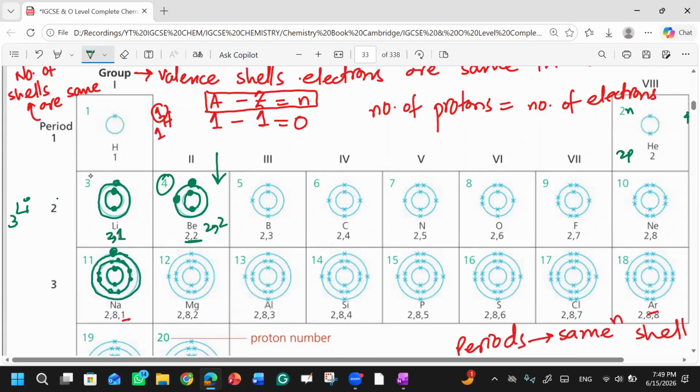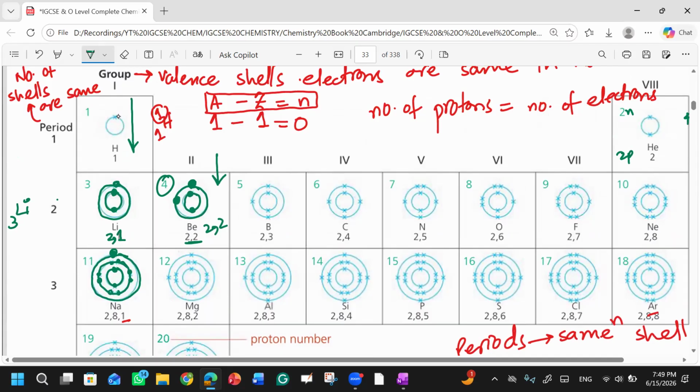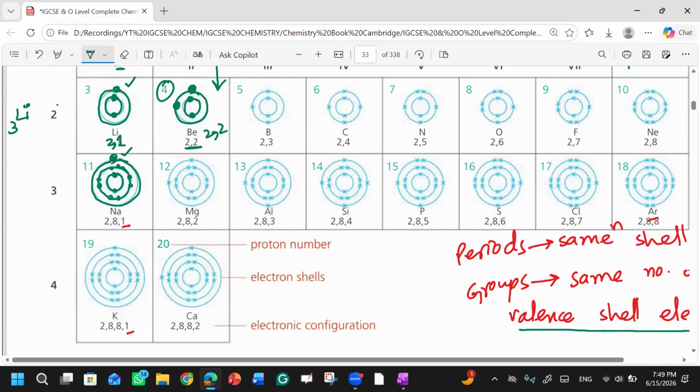So you see this first group. Every element of this group has one electron in its valence shell. You see this? One electron in its valence shell. Clear? So you will write it like this: 2, then in the second shell there are 8 electrons, then in the third shell there is 1 electron. I hope you are clear with this.